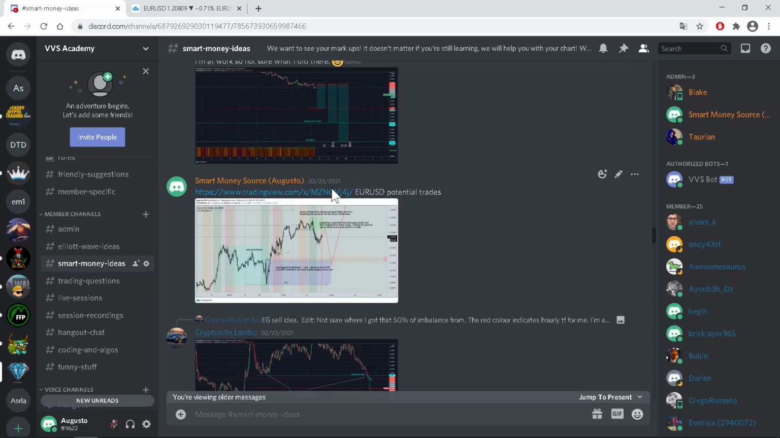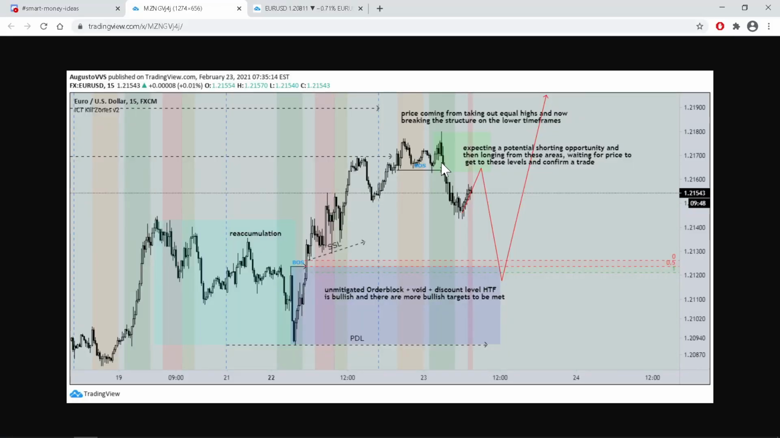So let's start with my analysis on Euro USD. On Tuesday, I was expecting price to make this following move. First, coming into this level where Smart Money previously stop hunted and then broke the structure to the downside. Then coming back into this discount level where we had an unmitigated order block, and from here continue the up move to hit a higher time frame level.